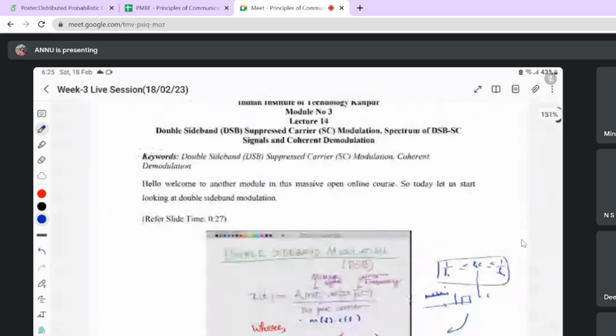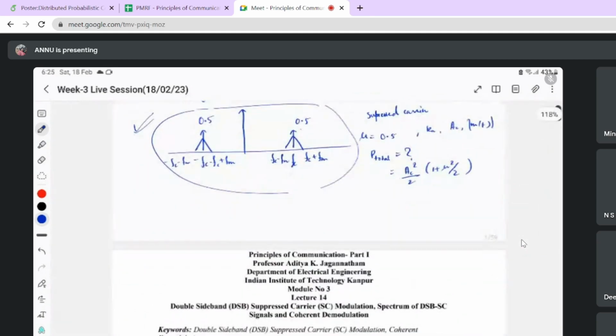I will request all of you to please get the understanding as well as the physical values. Like sir was saying FC is much greater than FM. So how much greater is it? You should have the physical understanding, the practical perspective as well.